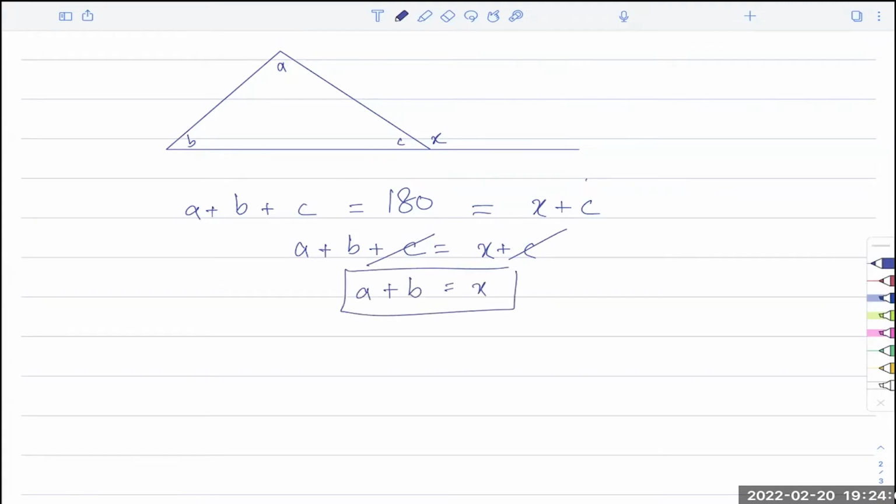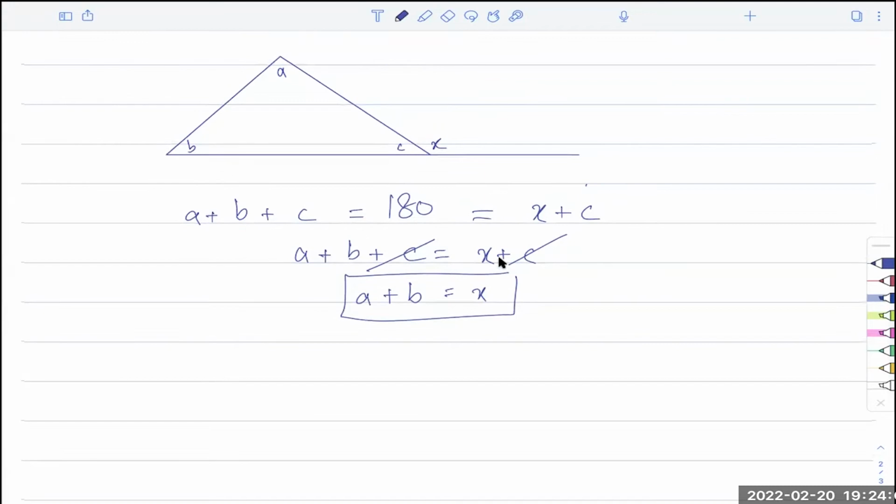So why would X plus C equal 180 again? Because they're on a straight line. All angles on a straight line are equal to 180. Oh, yeah, that makes sense. And this is called the exterior angle theorem. We use it all the time in triangles. Basically, you pick any one exterior angle and it is equal to the sum of the other two interior angles.